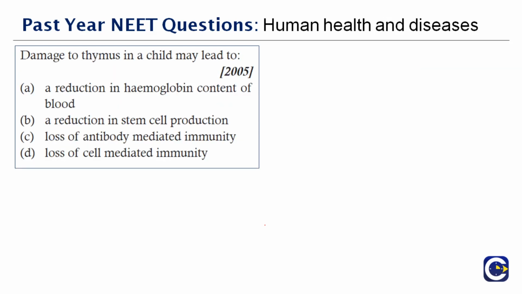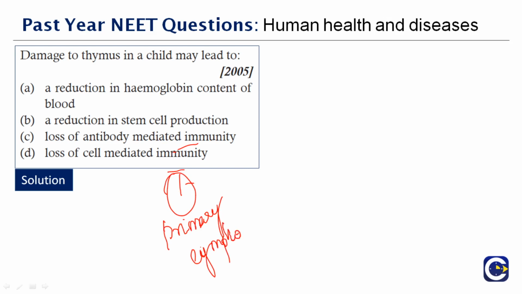Okay, next question. Damage of the thymus in a child may be due to dash. What happens? Thymus is what? It's the main thing, like T lymphocytes. T stands for thymus, and I said it's a primary lymphoid organ.